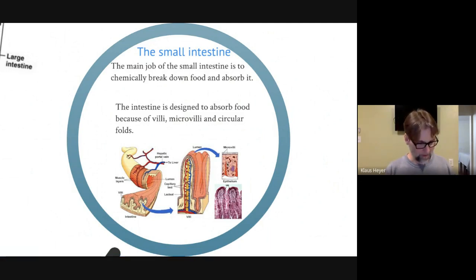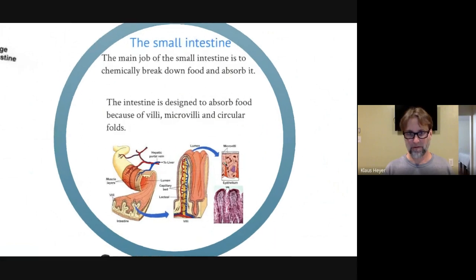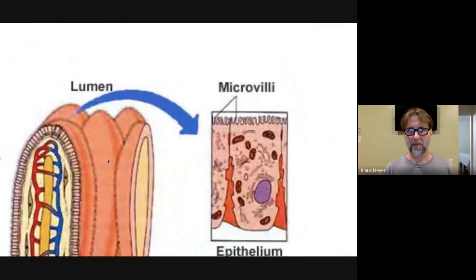So let me see if I can make this a little bit bigger. All right. So each one of these rectangle things is a cell. And what's going to happen is here's where all your food is, and glucose, for example, is going to squeeze in between these cells and go into your bloodstream. But each one of these cells have little villi on top of them. So we're going to call those microvilli. They're really tough to see.